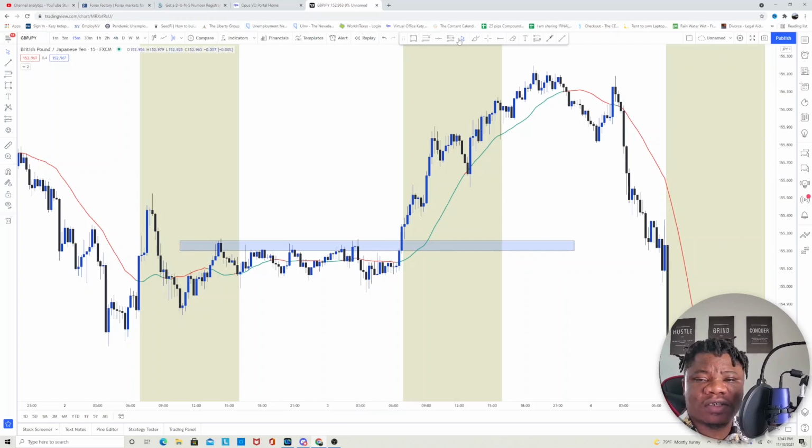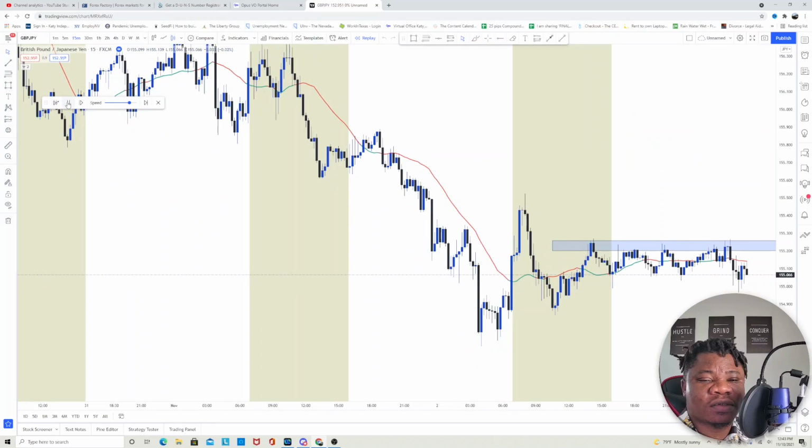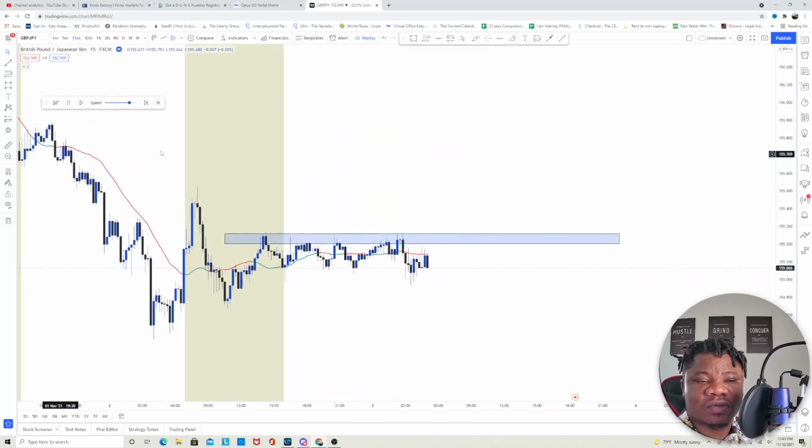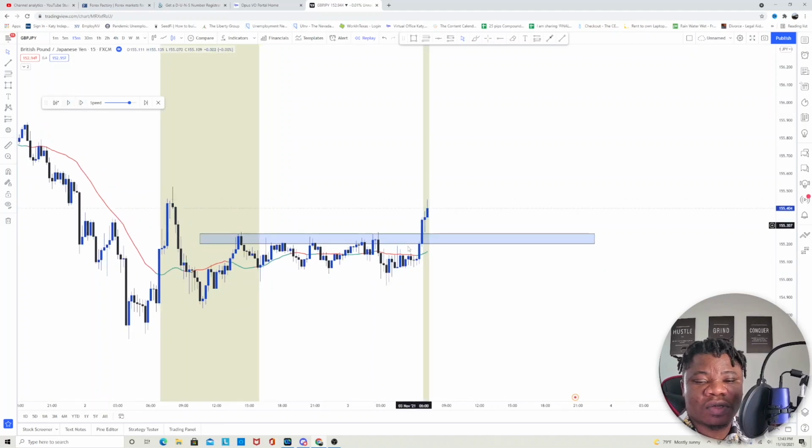Now let's put this in replay mode and let me show you guys where our entry would have been if we're trying to take this trade. So let's take a look here. We can see we have the simple moving average. The simple moving average turned green here. Now we have our confirmation, and price broke above our previous high, above our previous resistance.